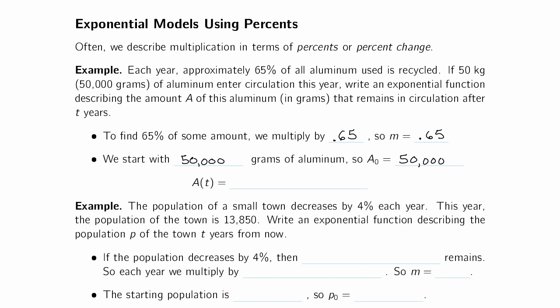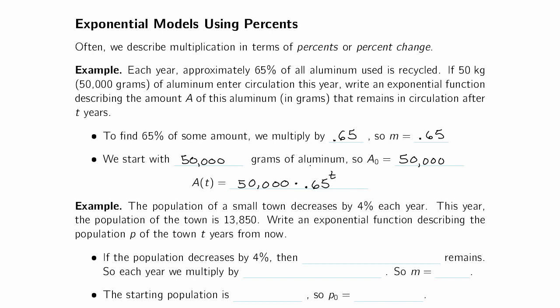The amount that remains in circulation after T years, well, every year we keep 65% of it. So every year we'll multiply by 0.65. After T years, we'll have 50,000 grams times 0.65 to the T. So when we're just told what percent we want to use, we just use that percent in our equation.